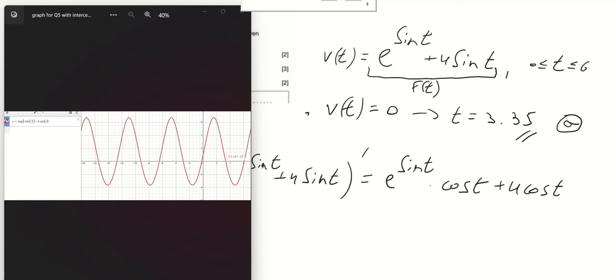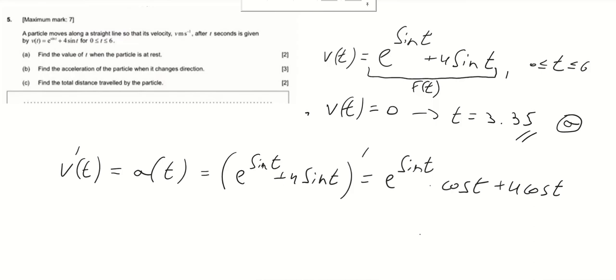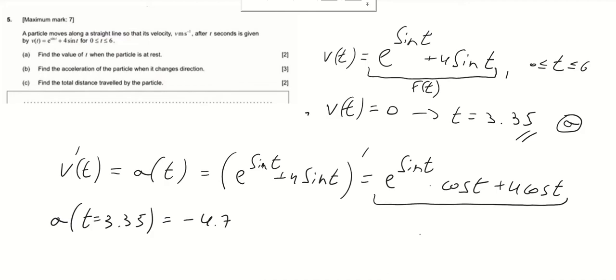So what we need to do now is calculate A at t equals 3.35. This is the time where the velocity sign changes. I'm just going to use the calculator to put this t value into this term, and I get an answer of negative 4.71. And this is the answer to B.